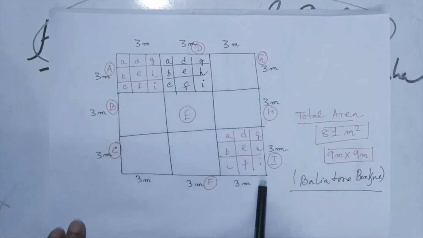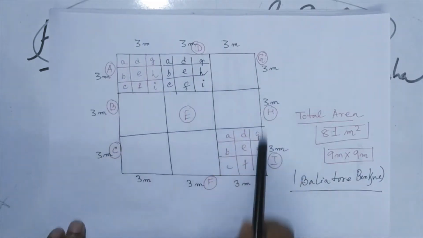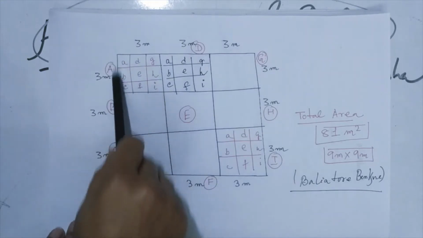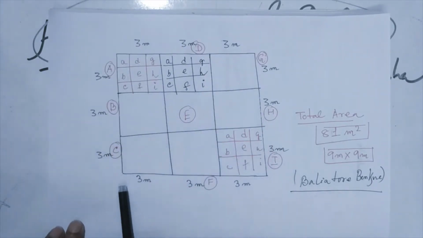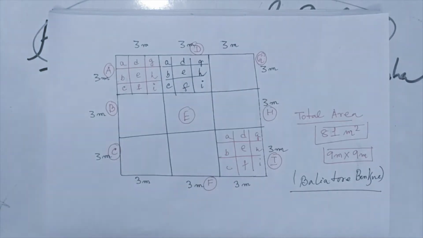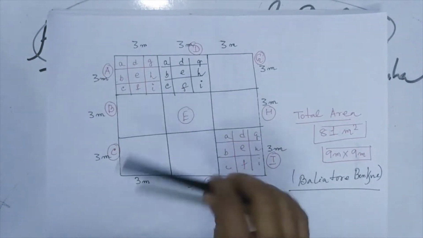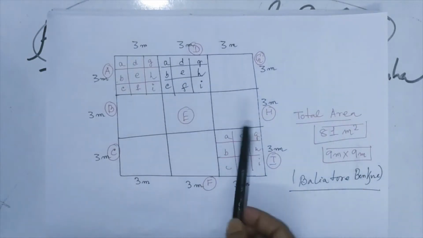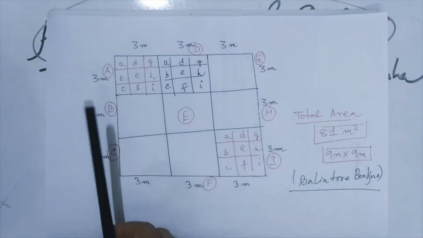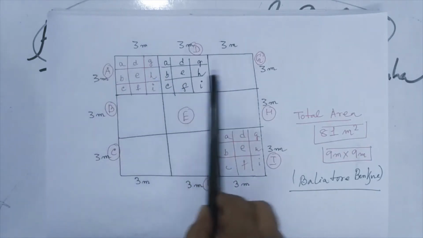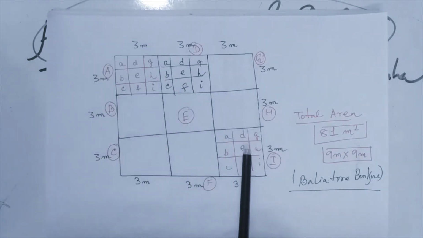They prepared a square grid of the whole area. Suppose this is 9 meter and this is 9 meter, and the whole square grid area is divided into 3 vertical segments and 3 horizontal segments. Through this process the students divided the area into 9 small grid zones, to get detailed ideas about the plant diversity.